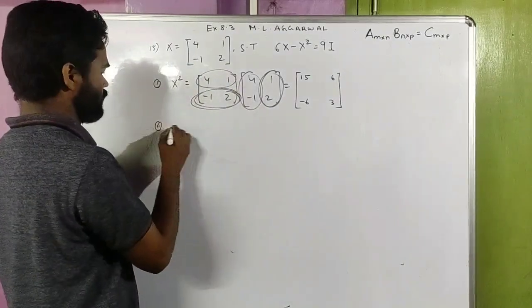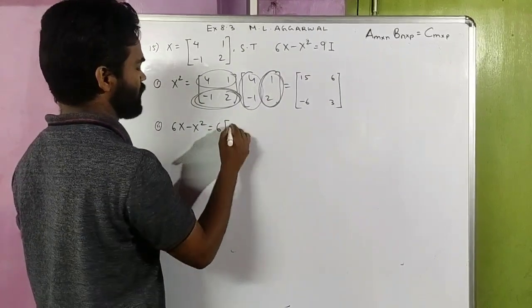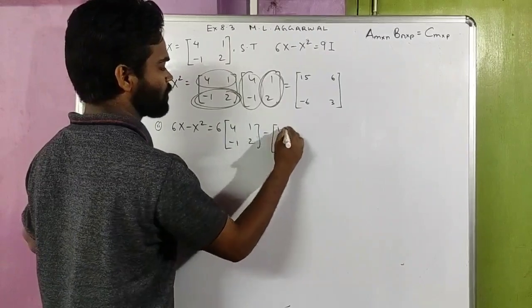Now we'll find 6X minus X square. Now 6X is 6 multiplied by 4, minus 1, 1, 2, and X square we just got this.